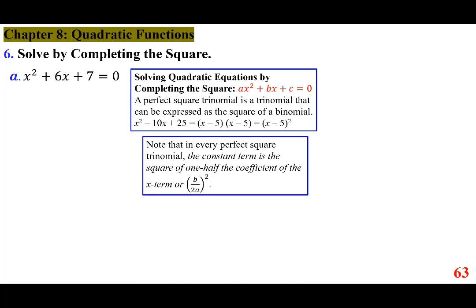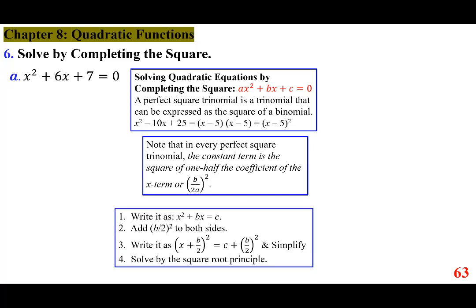Note that in every perfect square trinomial, the constant term is the square of 1/2 the coefficient of the x term, or b over 2a squared. Therefore, in order to complete the square, you take the following steps. You move the constant. You divide b by 2, square it, add it to both sides. And basically, you use the square root property.